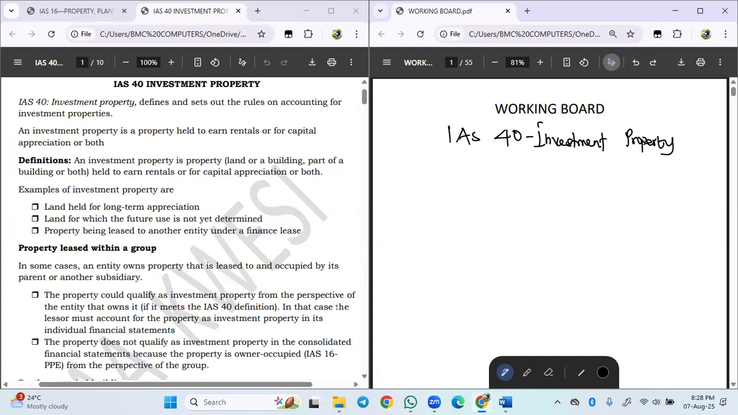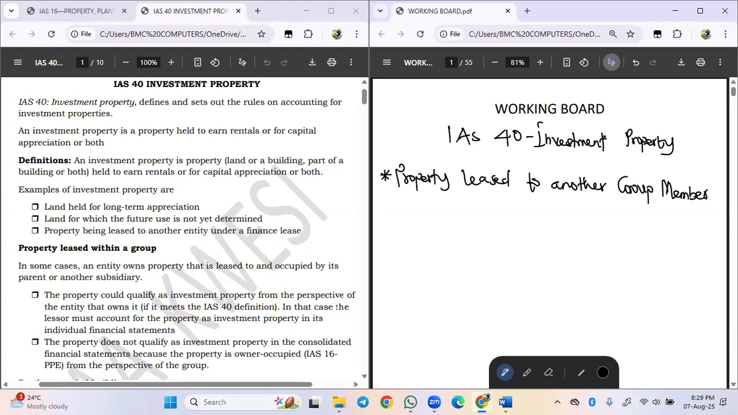So the topic that I want to talk about is property leased to another group member. We know an associate is not part of the group. It's not a member of the group. And the subsidiaries, maybe two subsidiaries, they are all members. Parent and subsidiary, they are all members of the group.